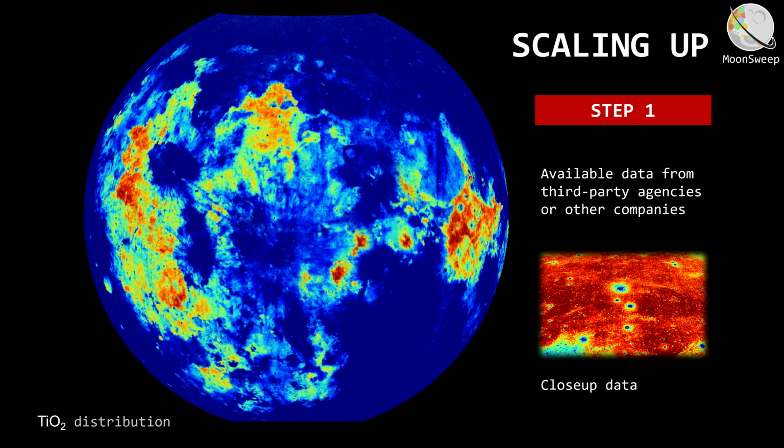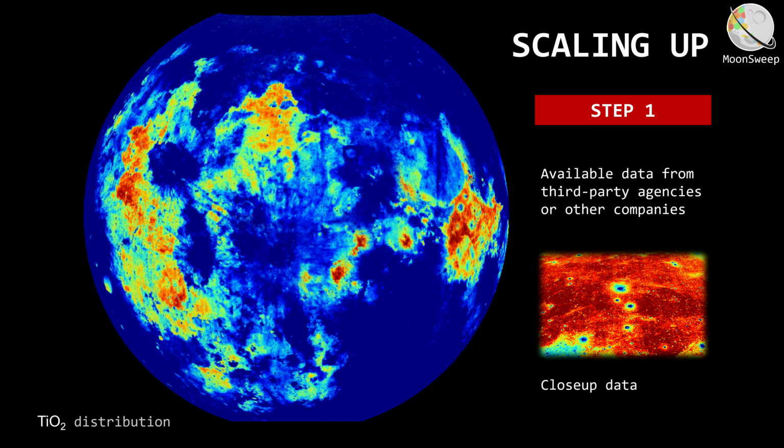So, we've seen how we can process the data on the moon's surface. However, the question still stands. Where can we get this data from? The process of data retrieval will scale up with Moonsweep. In the first phases of development, already existing information will be used.